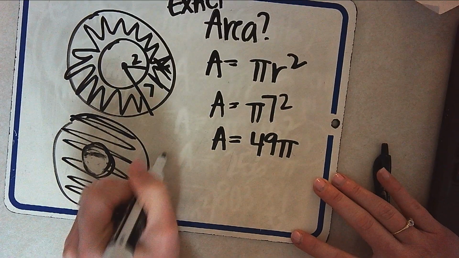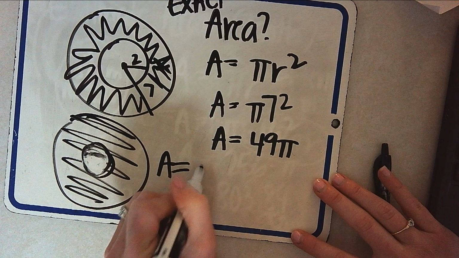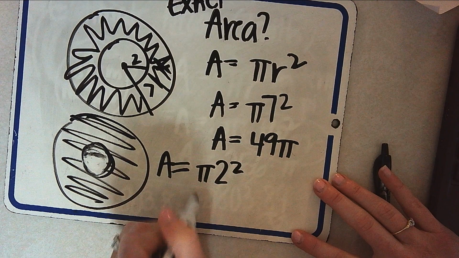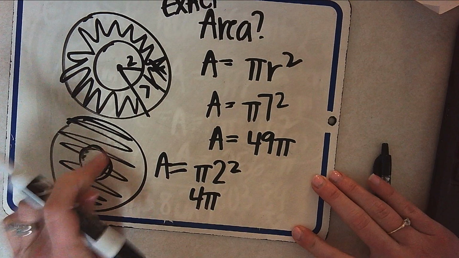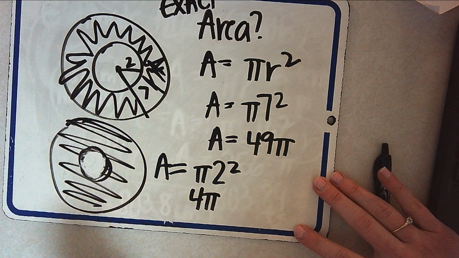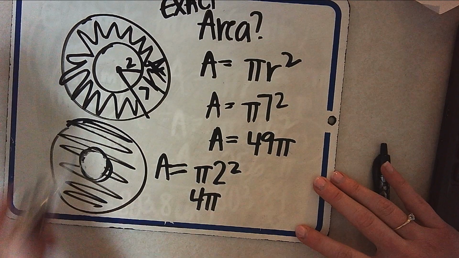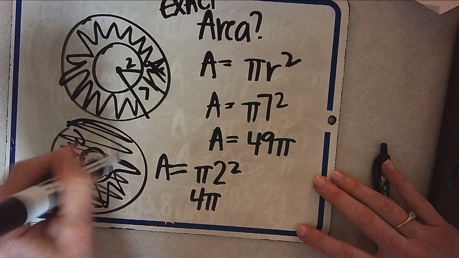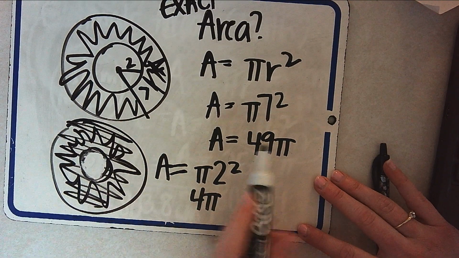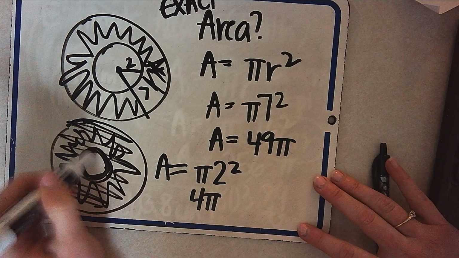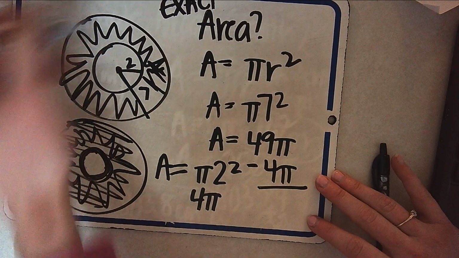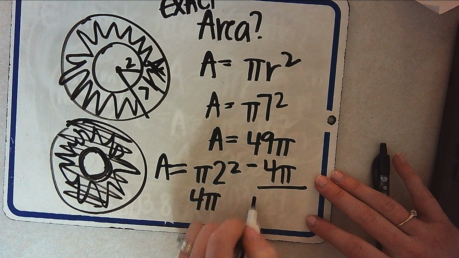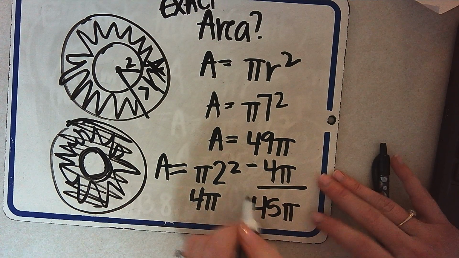So the area of the small circle is pi times 2 squared, which is 4 pi exactly. And what I'm doing there is I'm just erasing the center out. I'm taking the middle out of a donut here, and I've got all this outside edge. So I started with 49 pi, I took away 4 pi, and so the area of the shaded region is 45 pi exactly.